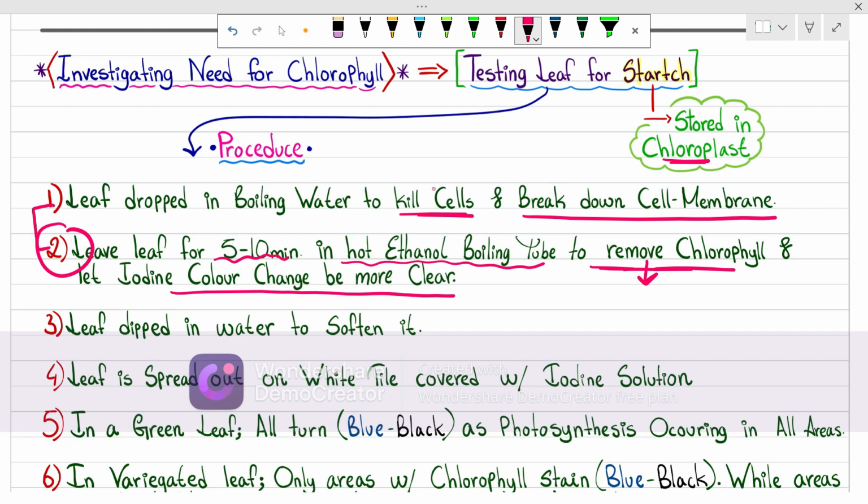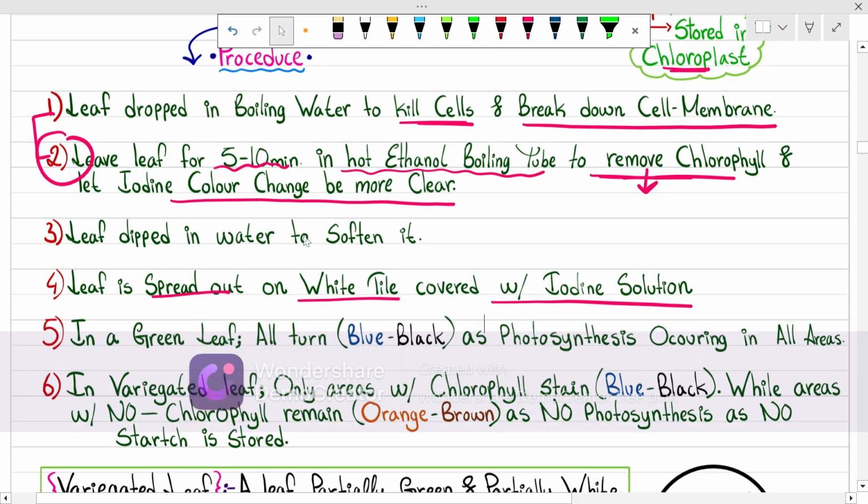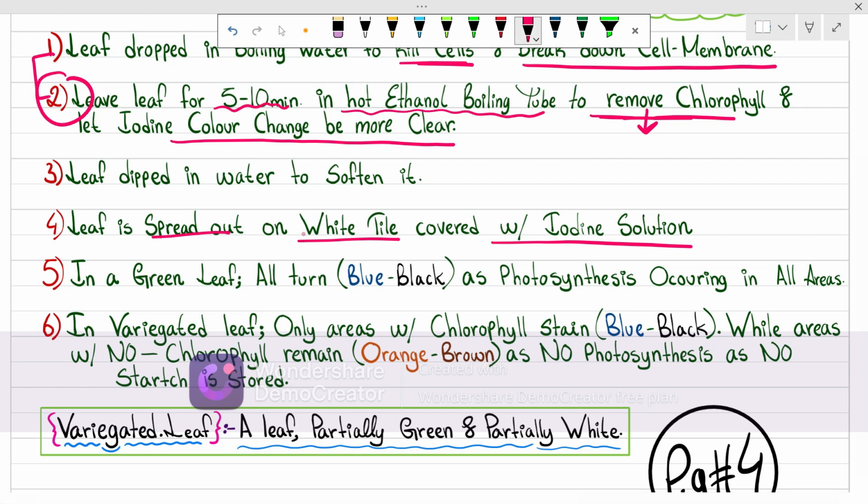After these two steps, we dip the leaf in water to soften it, and then the leaf is spread out on a white tile covered with iodine solution. Now there are two cases. In a green leaf, the whole green leaf will turn blue-black, as photosynthesis is occurring in all areas because starch is present in all areas. So this is a positive result.